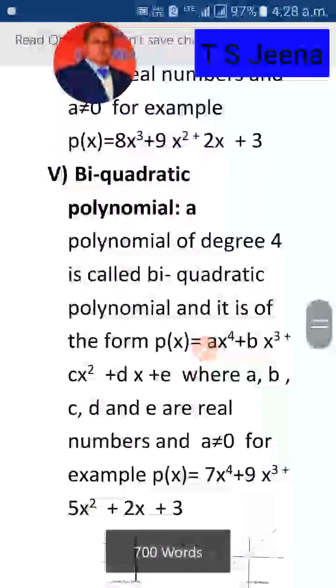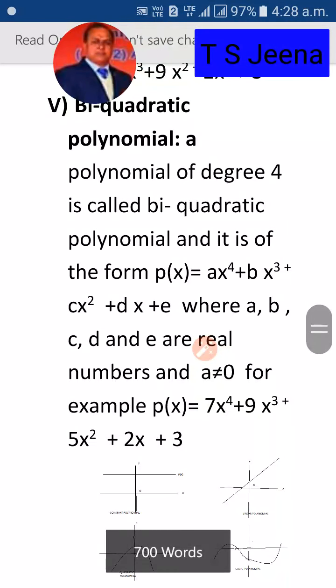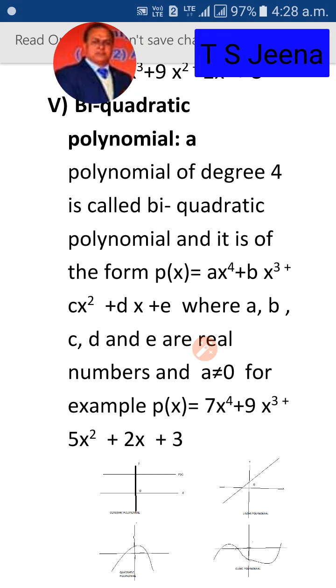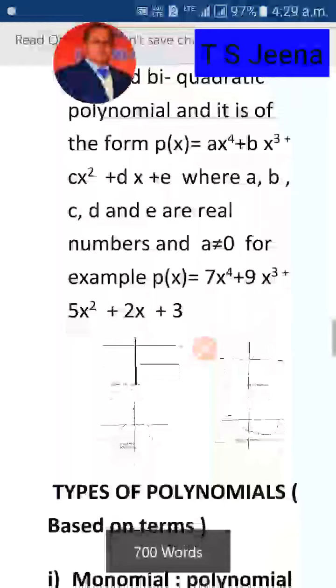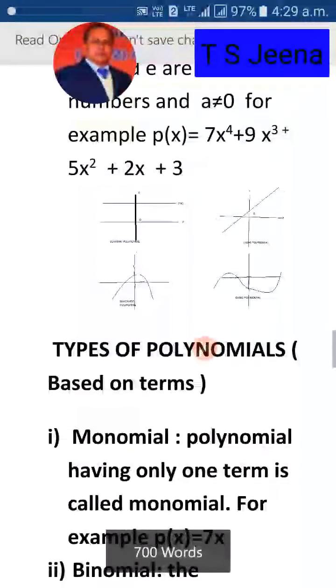A biquadratic polynomial has degree 4. An algebraic expression of the type 7x to the power 4 plus 9x cube plus 5x square plus 2x plus 3 is an example of a biquadratic polynomial.